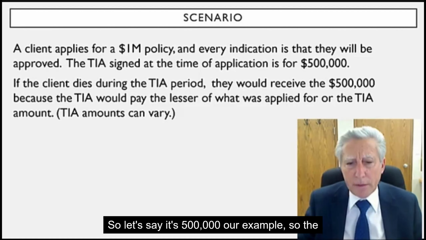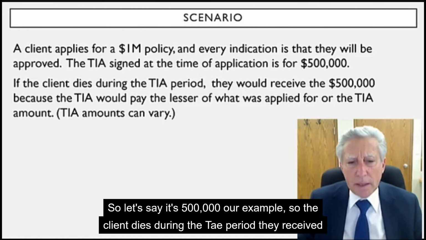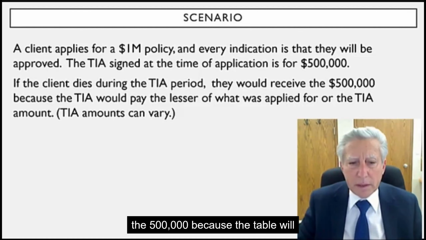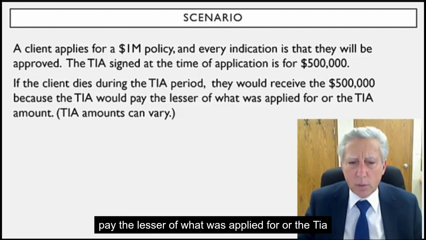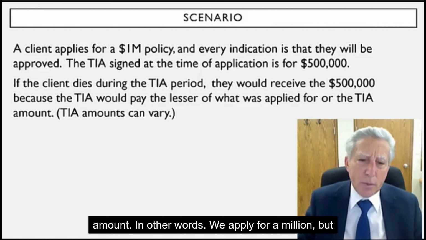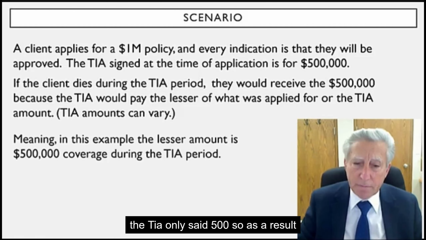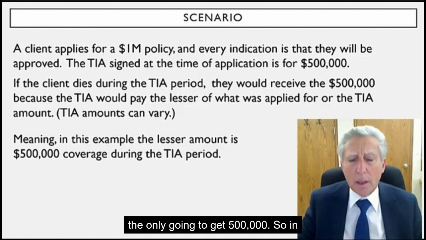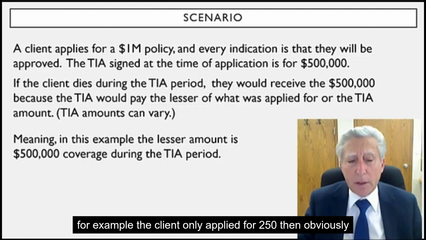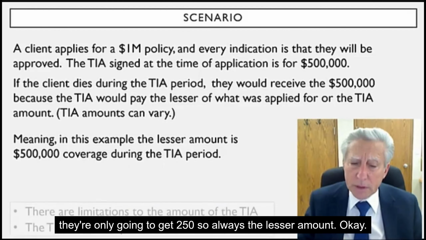So let's say it's $500,000 in our example. If the client dies during the TIA period, they will receive the $500,000 because the TIA will pay the lesser of what was applied for or the TIA amount. In other words, we applied for $1 million, but the TIA only said $500,000. So as a result, you're only going to get $500,000. Meaning that basically it's always the lesser. So if, for example, the client only applied for $250,000, then obviously they're only going to get $250,000. It's always the lesser amount.